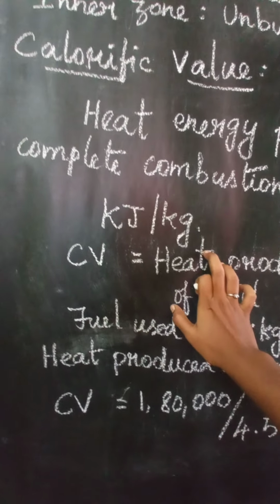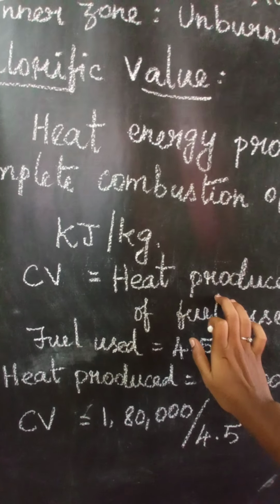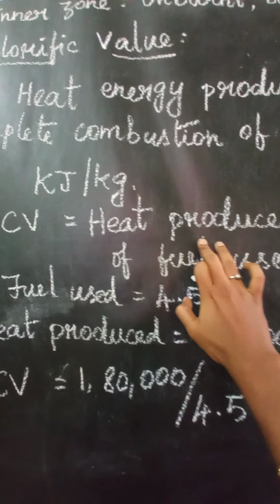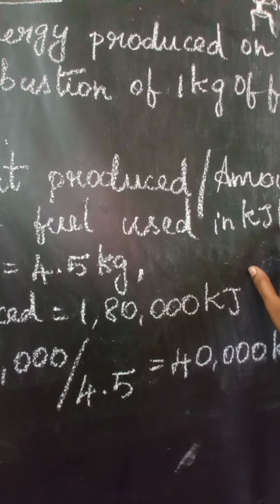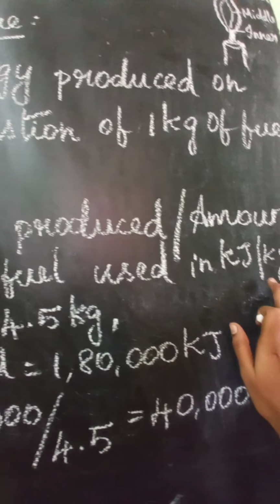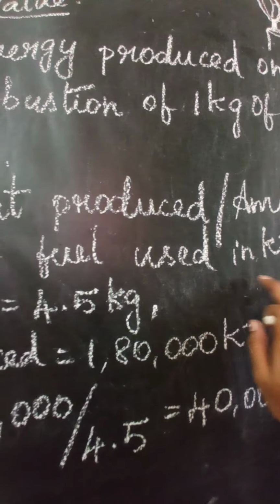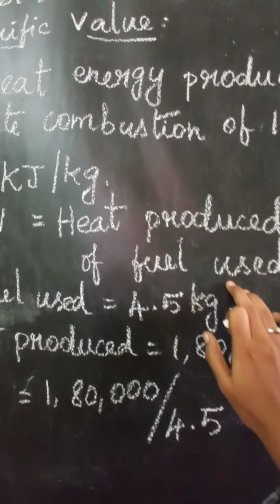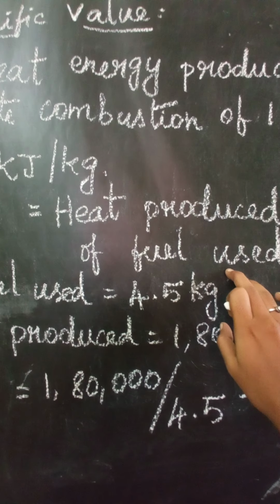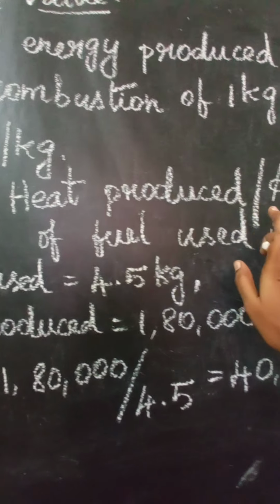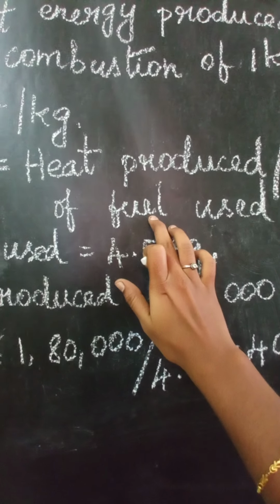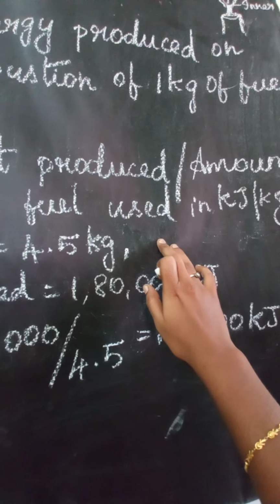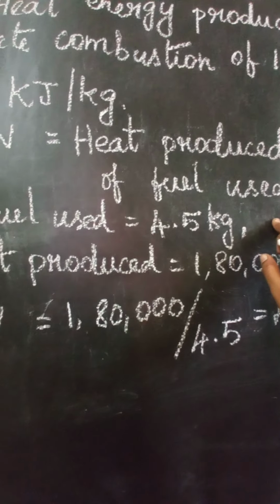And then the formula for calorific value, how do we find it? The formula is heat produced divided by amount of fuel used, in kilojoule per kilogram. So this is the formula used for finding the calorific value. That is, the amount of heat produced during that burning divided by the amount of fuel used.